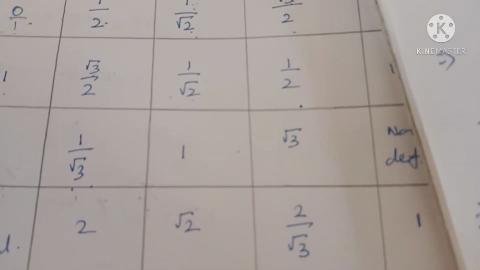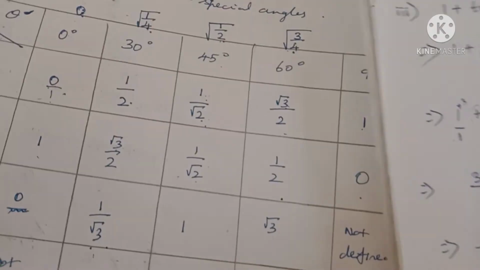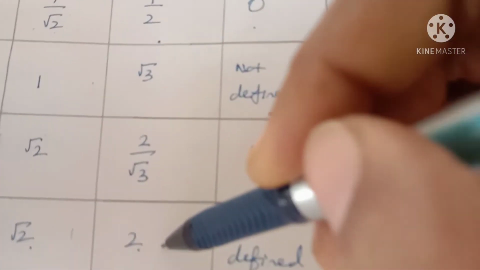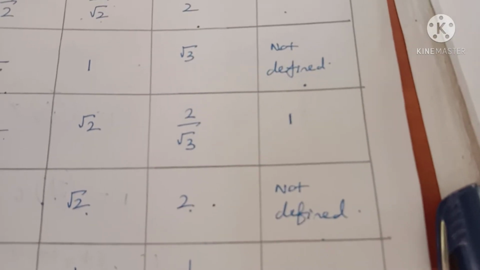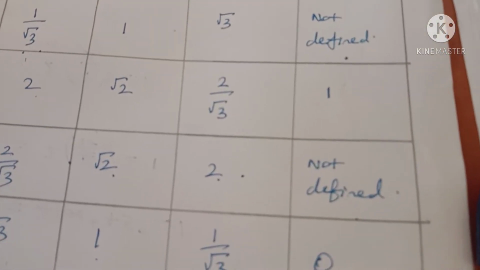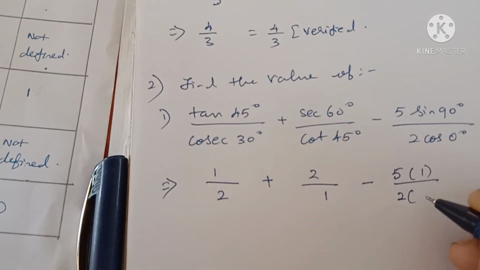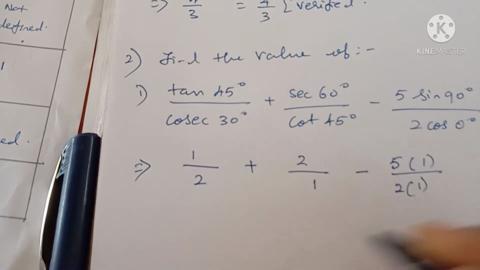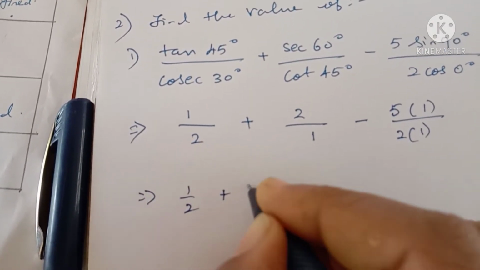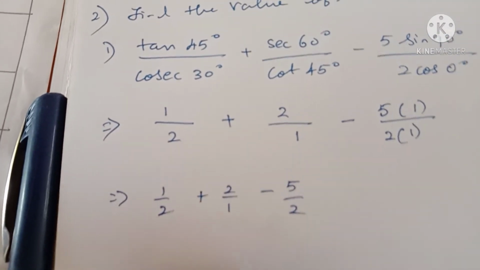Tan 45 is 1. So 1 by cosec 30, which is 2, gives 1 by 2, plus sec 60, whose value is 2, by cot 45, which is 1, minus 5 into sin 90, which is 1, by 2 into cos 0, which is 1. This is equal to 1 by 2 plus 2 by 1 minus 5 by 2.